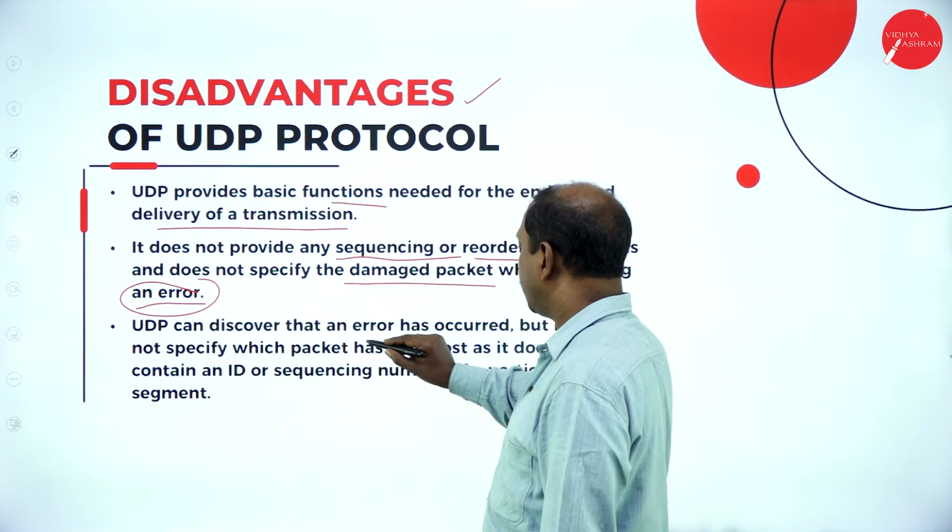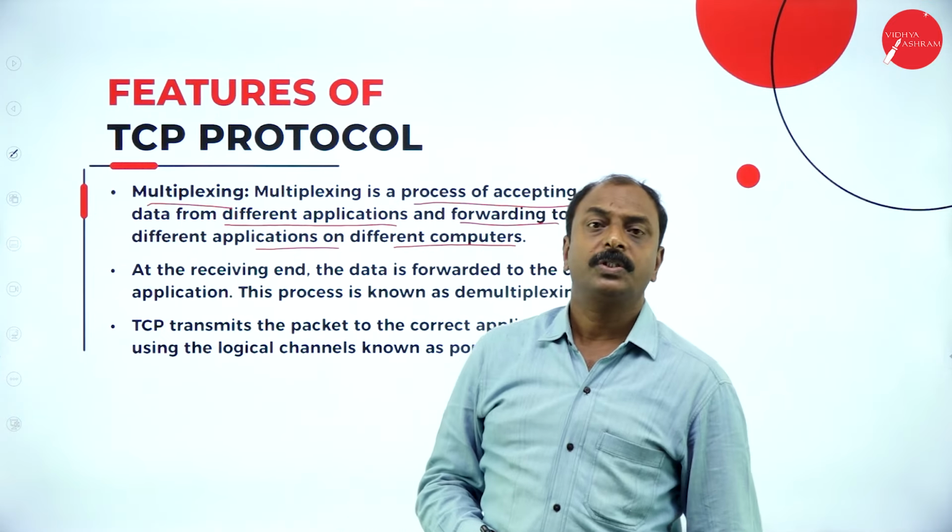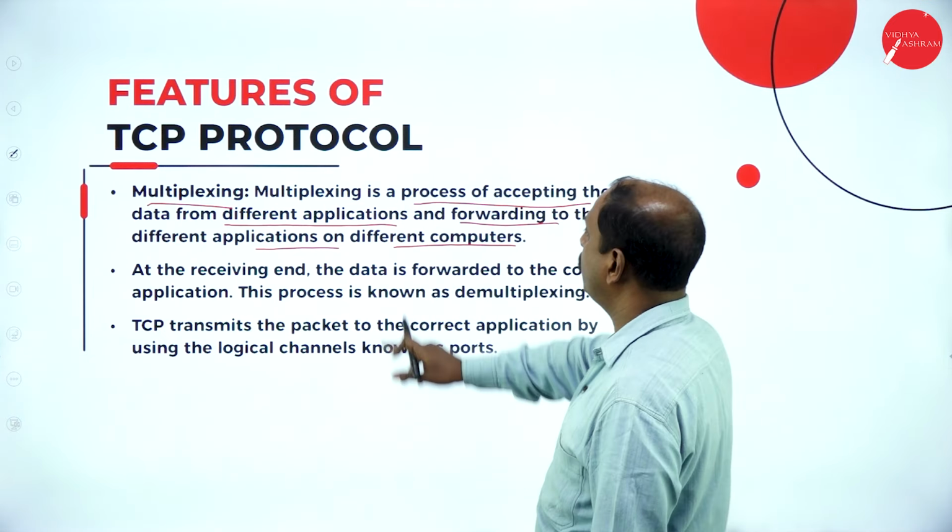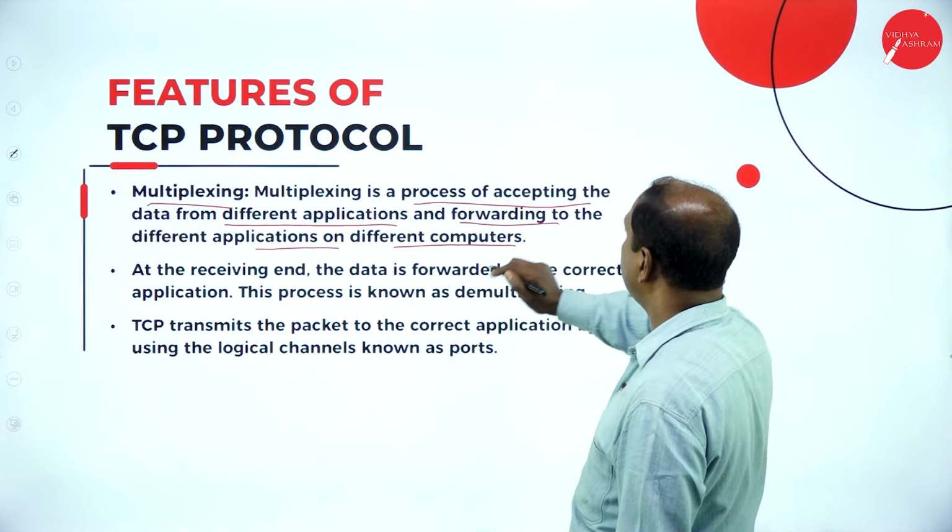Next one is multiplexing. So what is multiplexing? As we have seen in the first slide, it is the process of accepting data from different applications and forwarding it to different applications on different computers. At the receiver end, the data is forwarded to the correct application, and this process is known as demultiplexing.